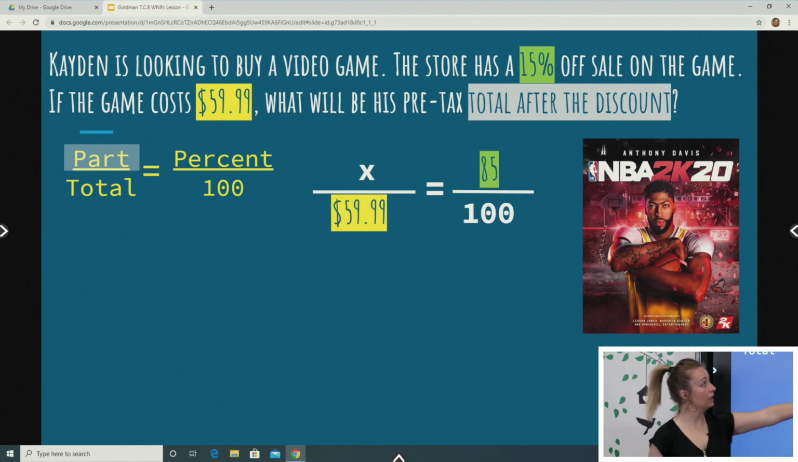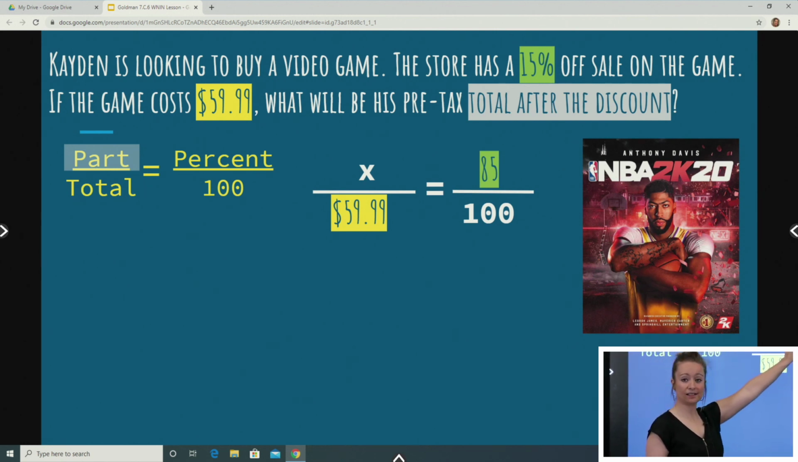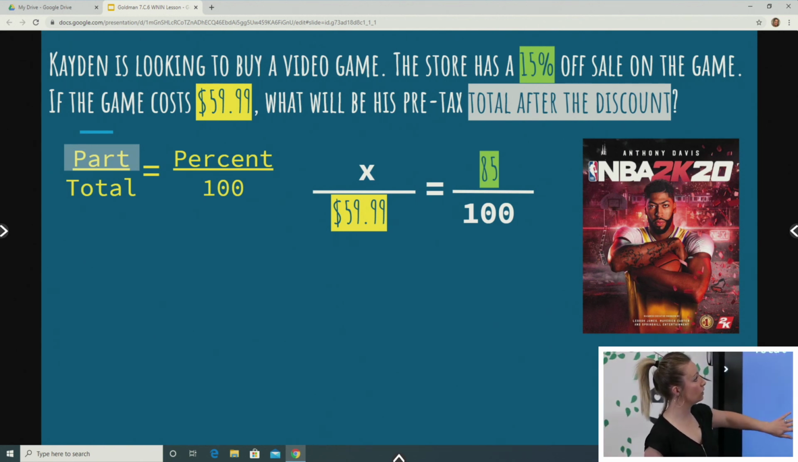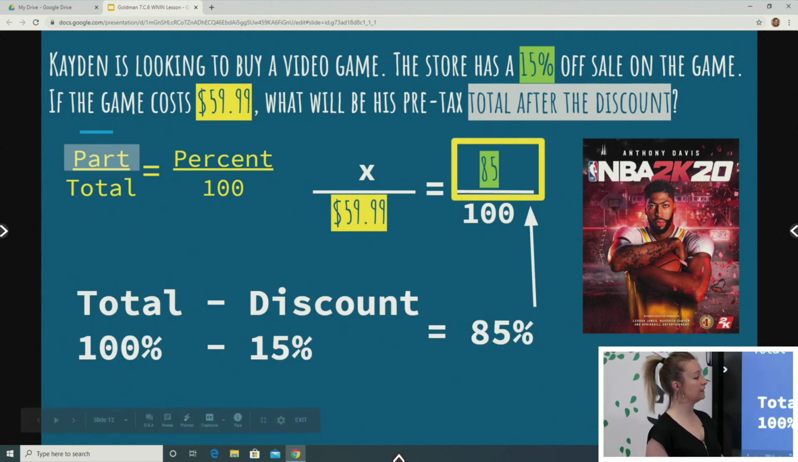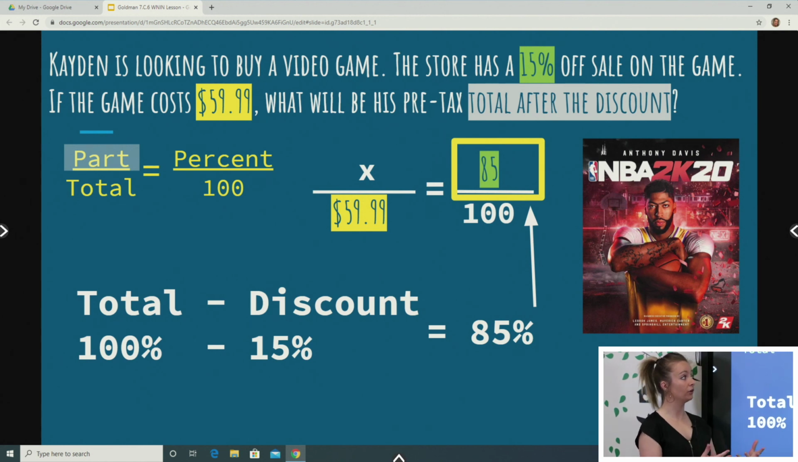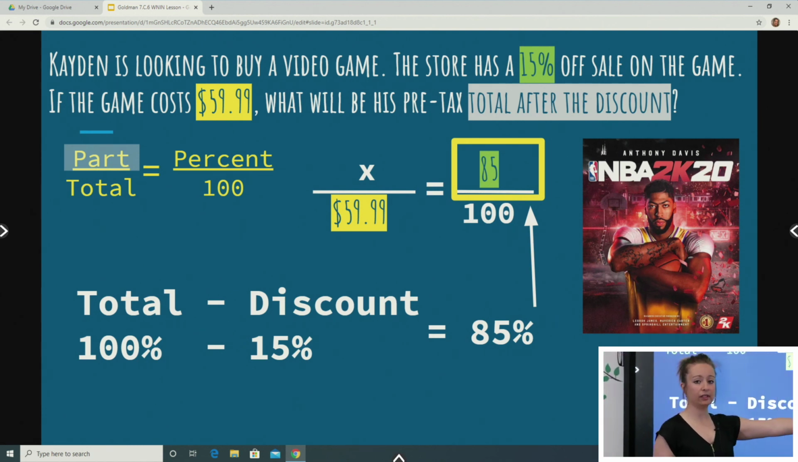So notice instead of 15%, this is the exact same problem, by the way, I'm using 85%. Where did I get 85%? Well, I knew if I had my total and I could figure out my discount, I'm going to have to subtract those to figure out my total after the discount. My total is going to be 100%, representing that big amount. My discount is 15%, so I can subtract those percentages to give me 85%.